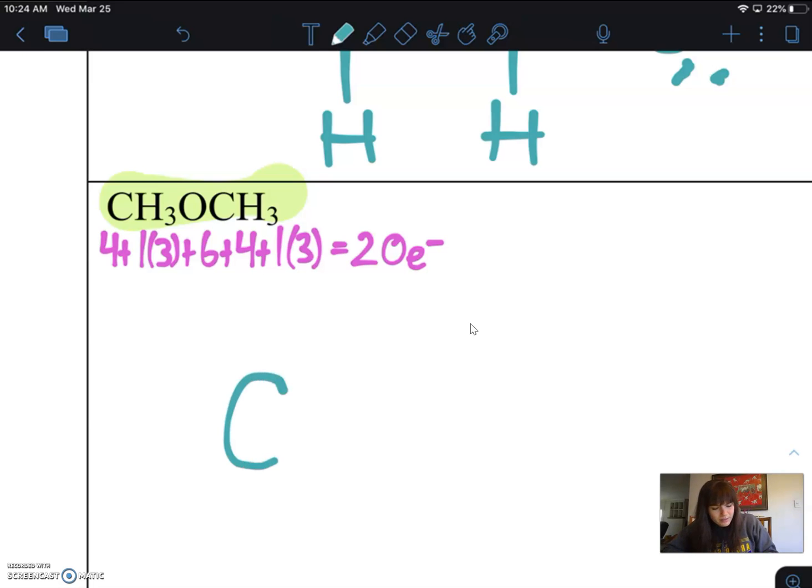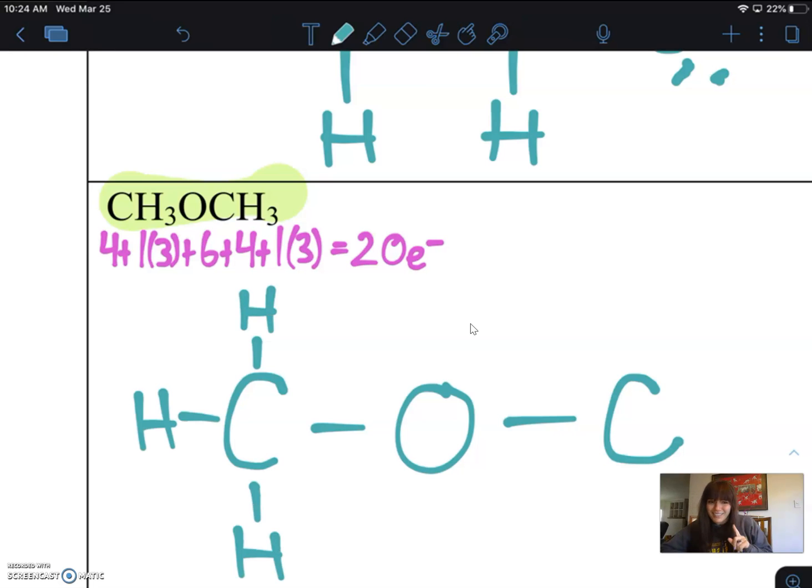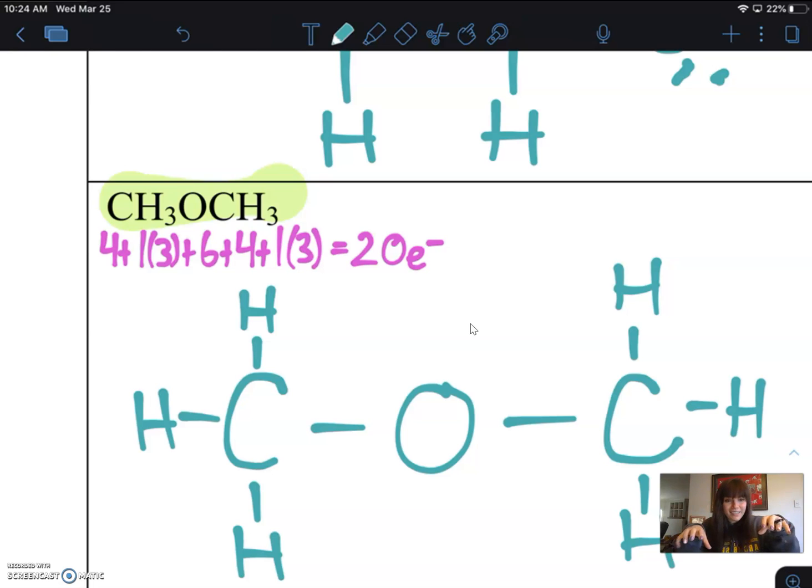So I'm going to do carbon, oxygen, carbon. Now, if you notice, the hydrogens right here are specifically attached to carbon. So I'm going to draw on those. I'm going to put 3 hydrogens on this carbon. And then on the next carbon, I'm going to do the same. So we've got all necessary elements put into this compound.